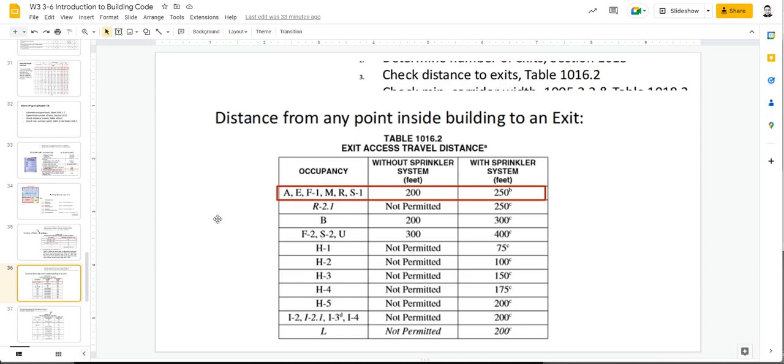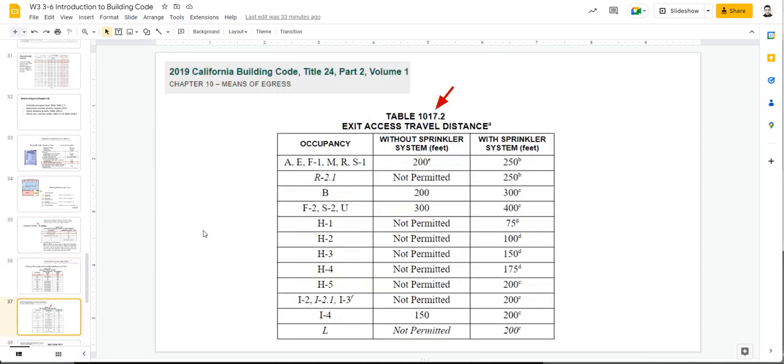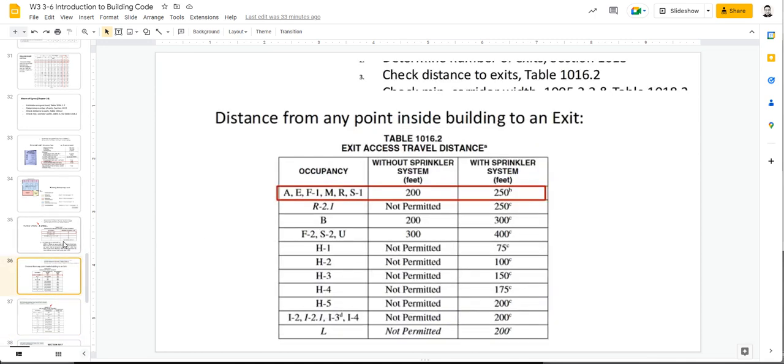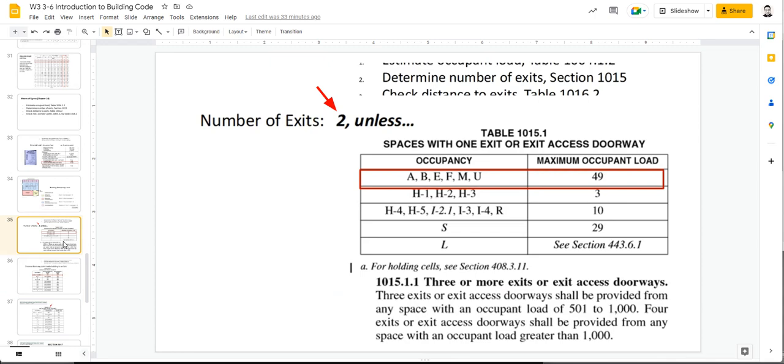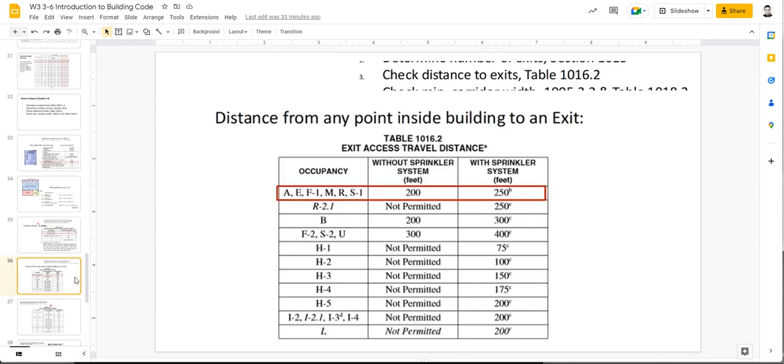So what is this distance we're talking about? The distance from one door to the farthest corner of your room. Okay, that would be what it's asking you to determine.